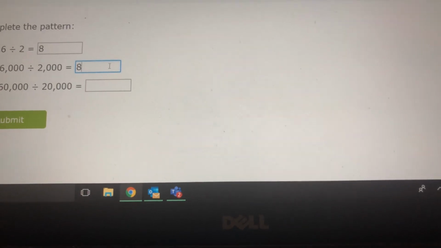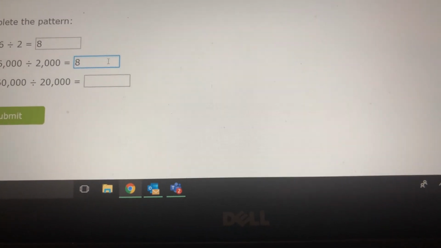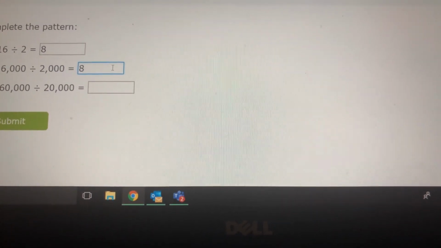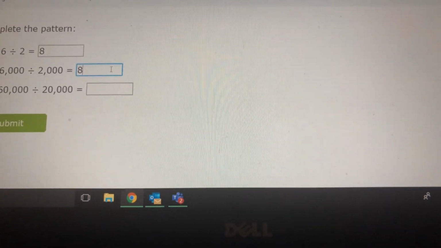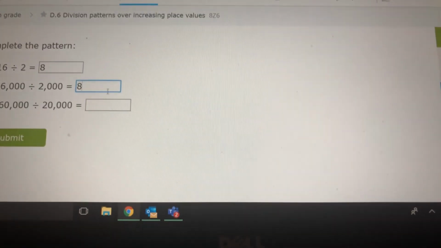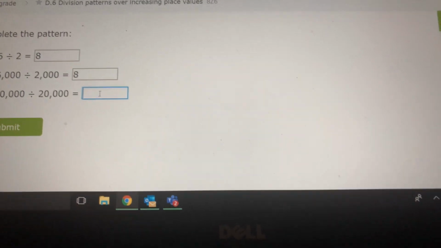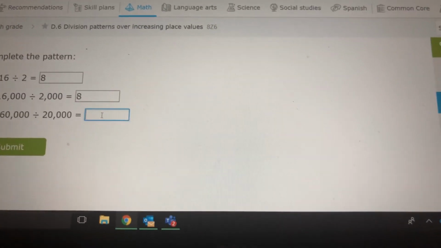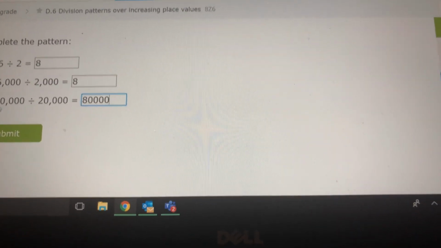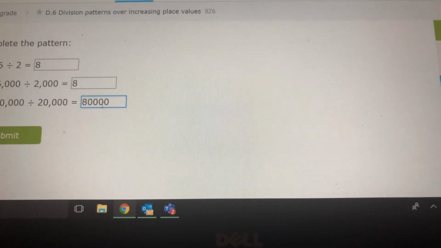160,000 divided by 20,000. I notice how both numbers have 4 zeros in them. So can we just say 16 divided by 2 is 8? And then we have 4 zeros. So is this going to be 80,000 or 8,000? What do you guys think? What makes sense? 80,000 would be 4 zeros, right? But this is saying 160,000. So even though both numbers have 4 zeros, I don't want 4 zeros here.